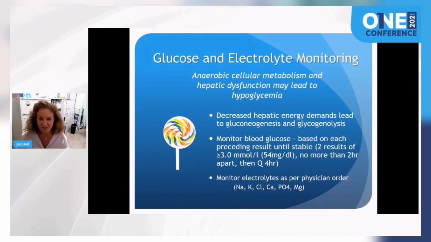So we want to provide nutrition and support for these infants with a resting energy expenditure of about 40 to 60 kilocalories per kilo. You need to monitor your serum blood glucose and avoid hyperglycemia. Our frequency of blood glucose monitoring is based on each of the preceding results until stable. So 2 stable results of greater than 3 millimoles per liter, or I think in your world it might be 54 milligrams per deciliter, not more than 2 hours apart. Then once they're stable, monitoring Q4.